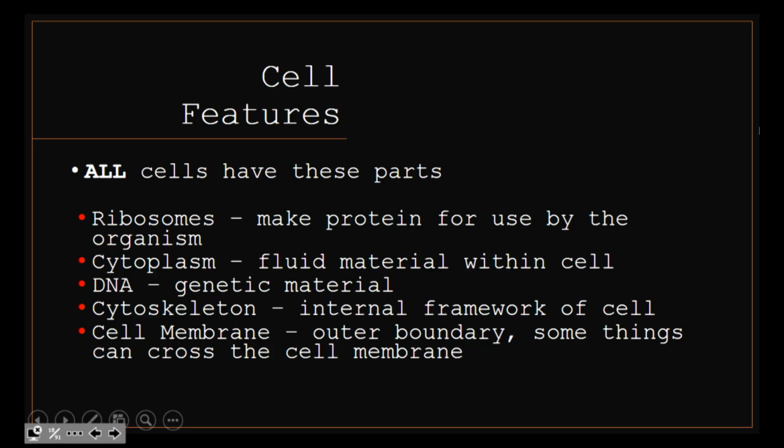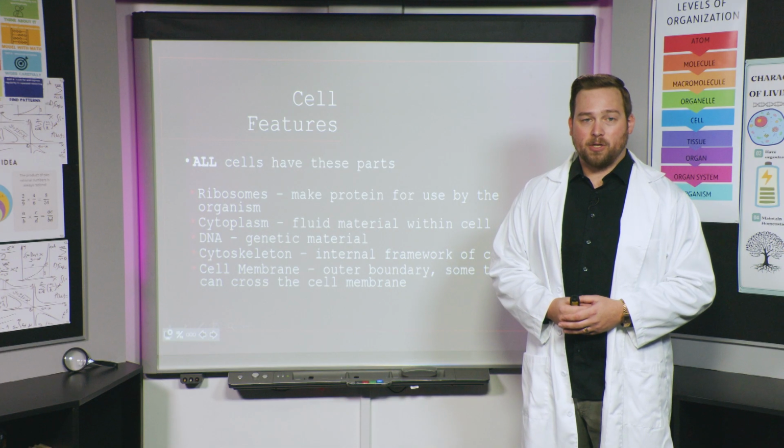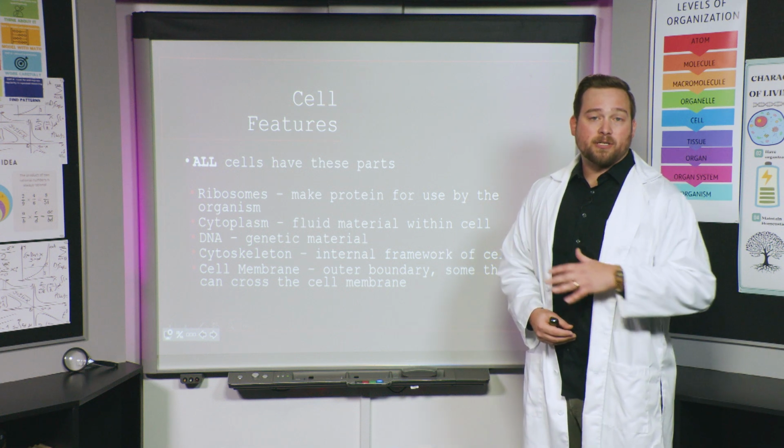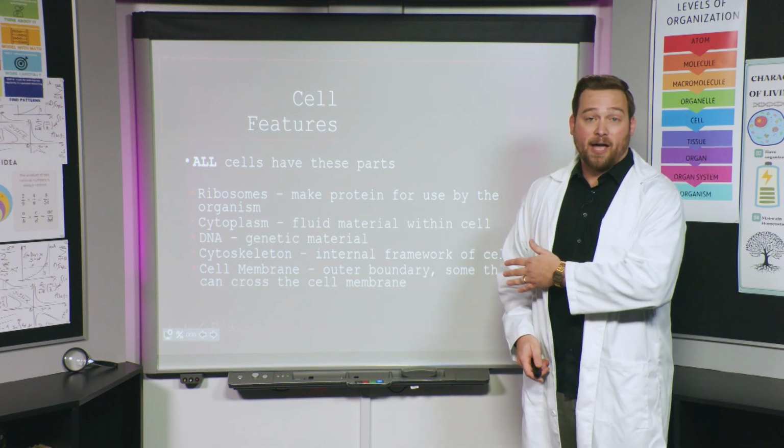And then the last thing that all cells have in common is something called a cell membrane. A cell membrane is the outer boundary of the cell. You can almost think of it like the outline. And it lets some things into the cell, but not everything. And we'll talk about that in a little more detail as we go. So these are 5 characteristics. It doesn't matter what type of cell you're looking at. If it's a cell, it's got these 5 things, okay?